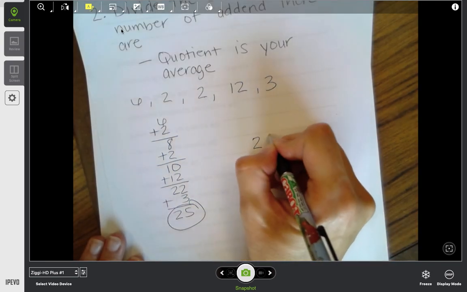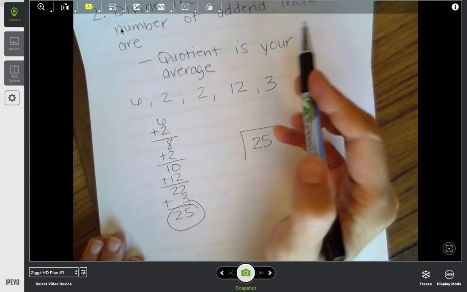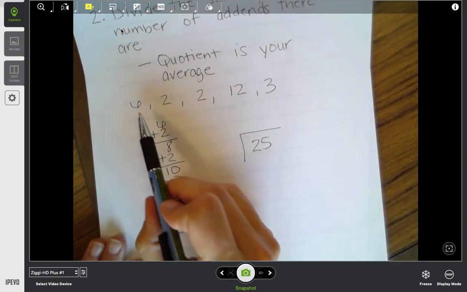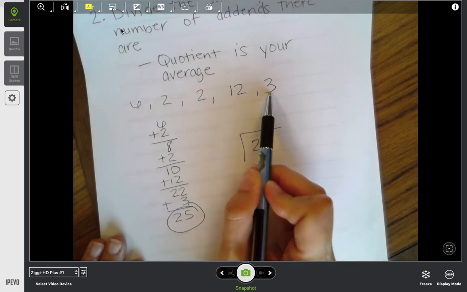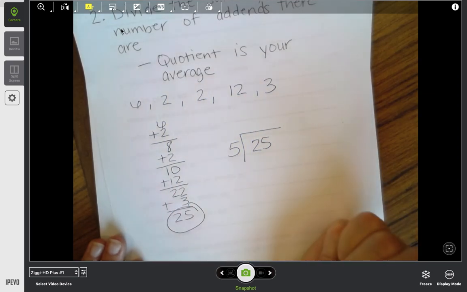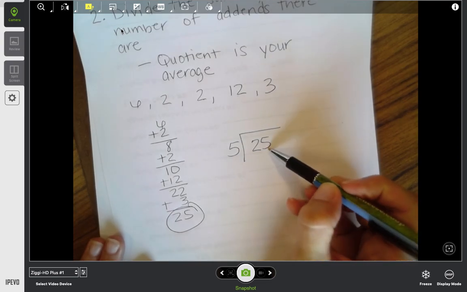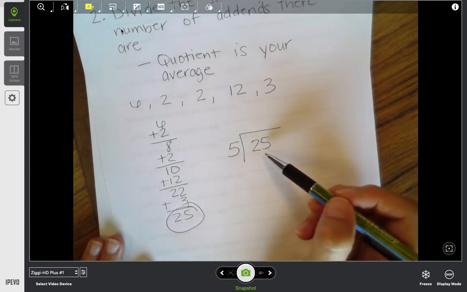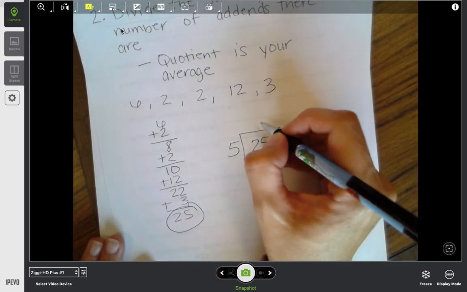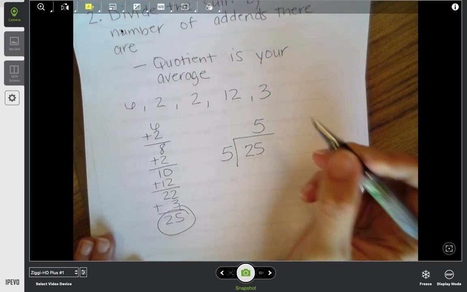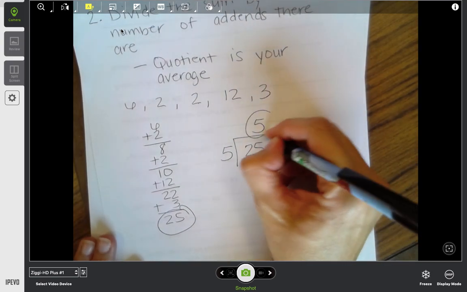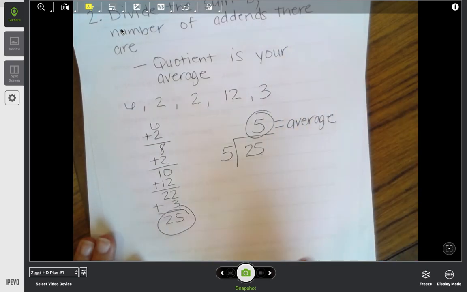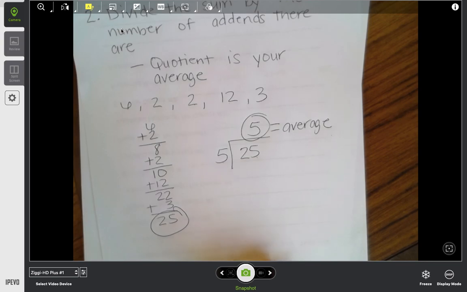Then I'm going to divide my sum by the number of add-ins. Okay, there were 1, 2, 3, 4, 5 add-ins. So I'm going to divide my sum by my number of add-ins, which was 5. And so 25 divided by 5 is 5. Okay, so 5 is my average.